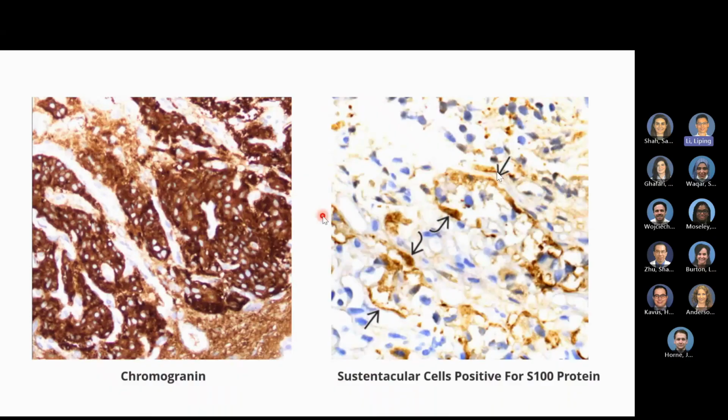Of course, we can use our neuroendocrine marker, chromogranin, to highlight the tumor cells. And then we can use S100 to highlight these sustentacular cells surrounding the Zellballen. And then don't forget our GATA3. GATA3 is really helpful for this diagnosis.